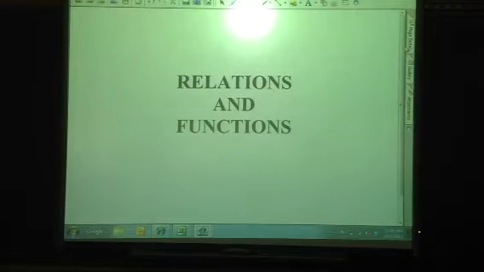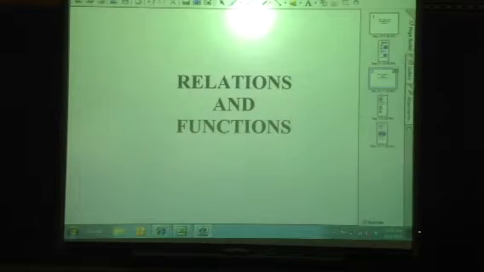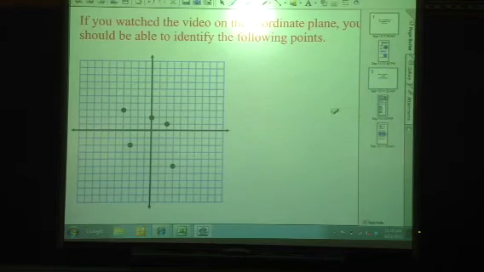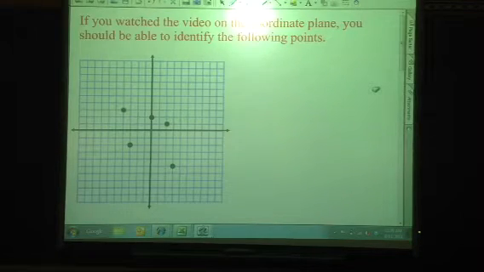Part 2 of today's video is on relations and functions. If you watch the video on coordinate plane, you should be able to identify the following points. So why don't you go ahead and pause the video and identify what those 5 points would look like as ordered pairs. When you are finished, resume the video. Okay, hopefully you've identified each of those points by their ordered pairs.